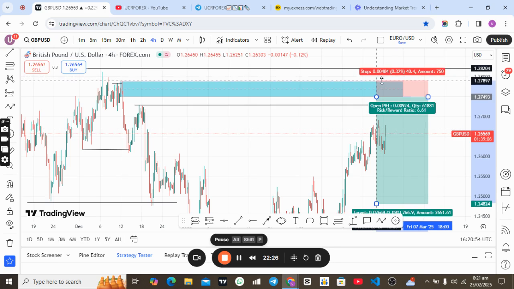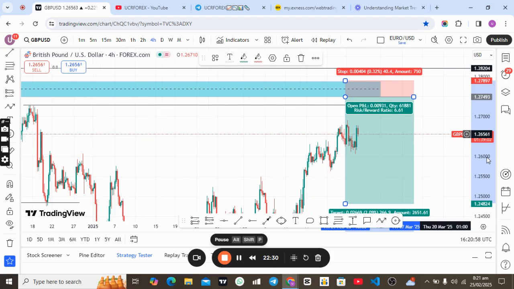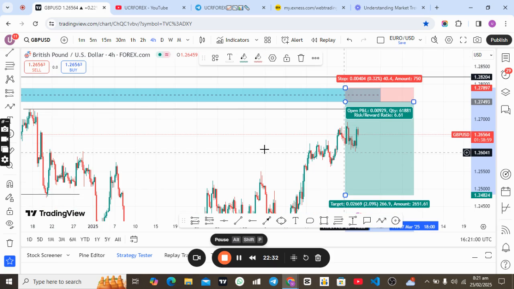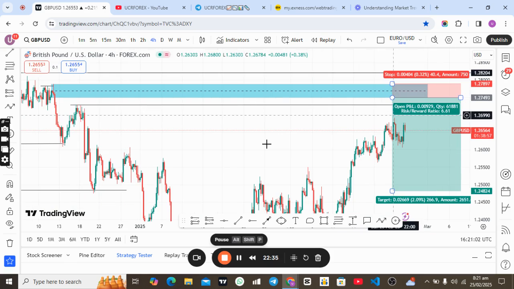So now we could see this time around we are risking 40 pips. We are risking 40 pips. If I try to expand, let's see. We are risking 40 pips. So you can see we are risking 40 pips this time around.